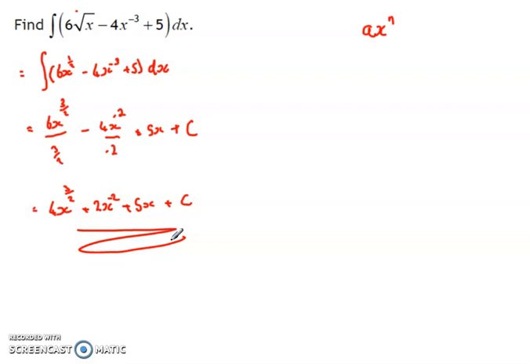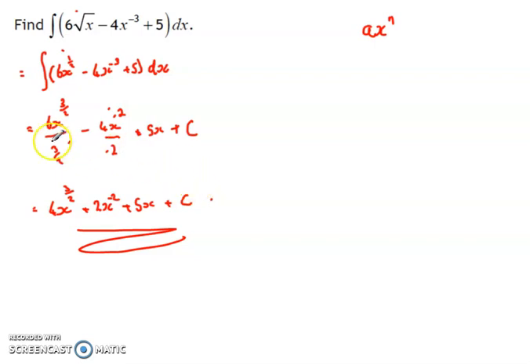Now this question here is actually worth 4 marks. First mark is for writing it so that you have 6x to the half, so it can be integrated itself. Then the second one is for integrating this first term and getting to there. Third one is for integrating the second term and getting to there. And then the fourth mark is for completing it, so essentially doing the third term and including your plus c. You do not get that final mark if you don't have the plus c.